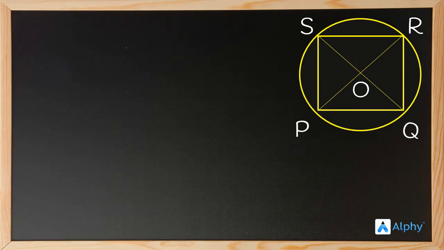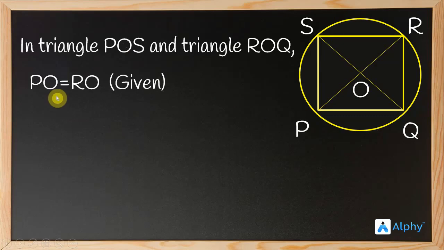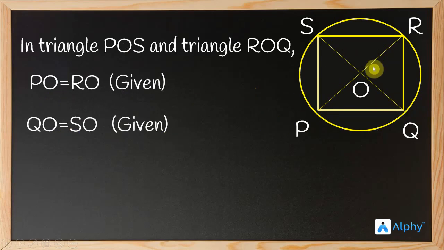So now let's try to see if this quadrilateral has some special properties or not. In triangle POS and triangle ROQ, so we are looking in this triangle POS, which is this one, and ROQ, which is this one. So let's see what we have. PO is equal to RO, which is given to us, because the diagonals bisect each other. And again, we have been given that QO is equal to SO, because the diagonals bisect each other again.